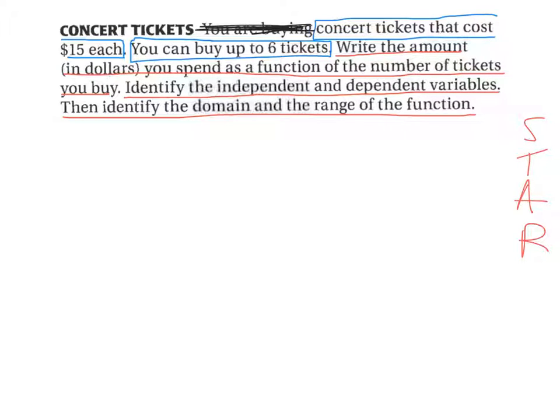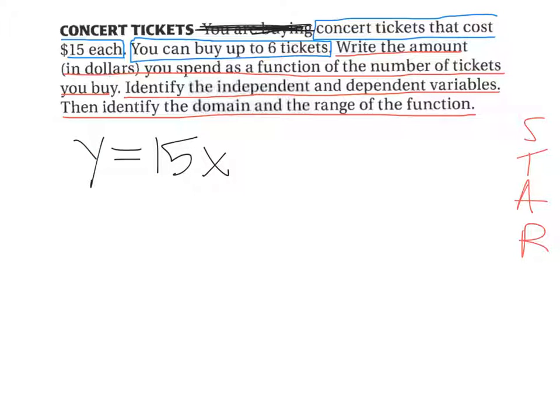So if I'm going to do that, I want to think about what the relationship is. I know that the concert tickets cost $15 each. So each ticket I buy is going to increase the cost by $15. So I can write my function as y equals 15x, because whatever the number of tickets I buy is, we're going to multiply that by 15 to find the cost.